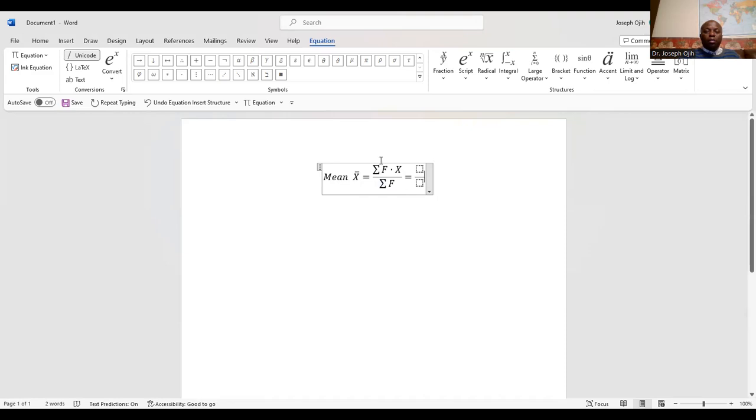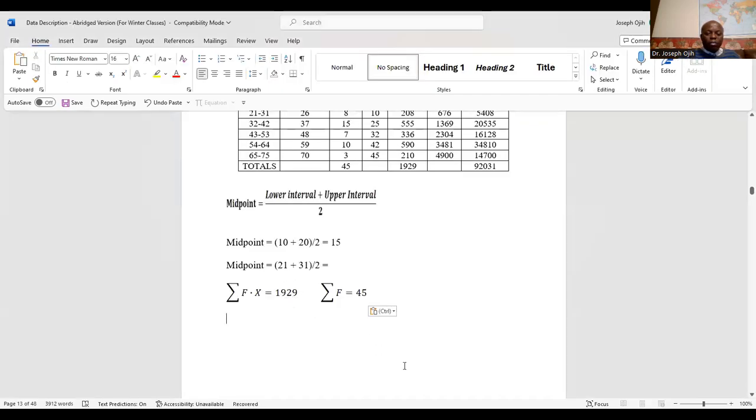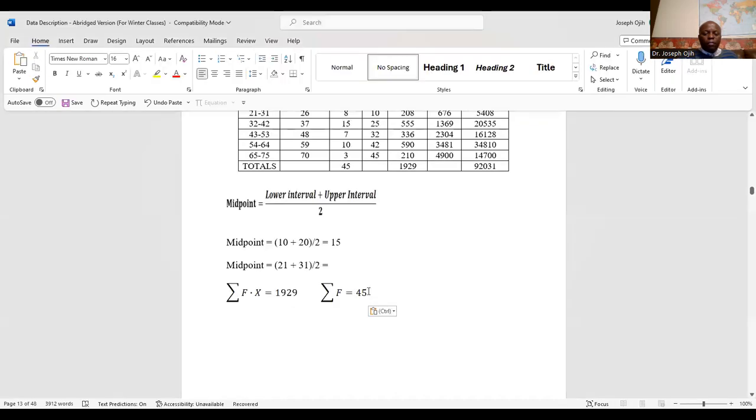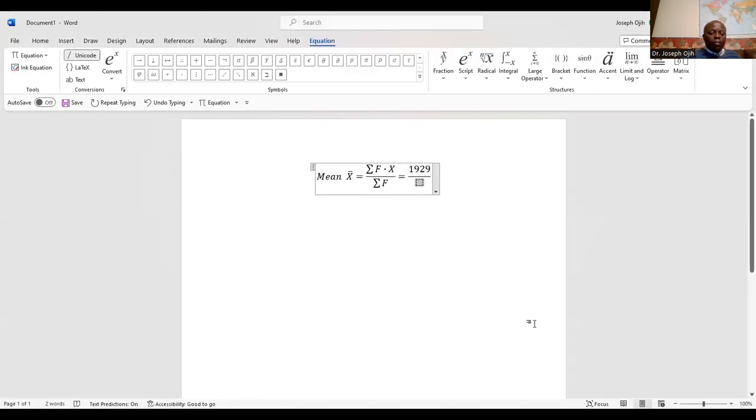Equals. Now we have this sum of f times x. We have it from here to be 1929. So I'm gonna put it right there. And then the sum of frequency, which is sum of f, we have it here to be 45. So I'm gonna go back and put 45. Now we can divide it with our calculator, and we'll get our mean.